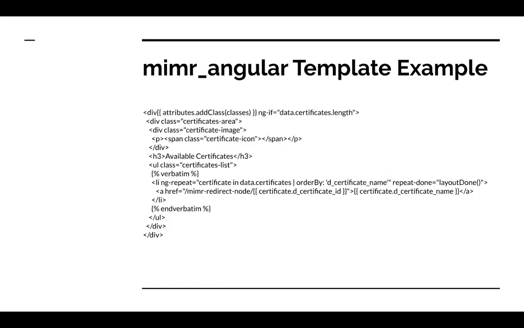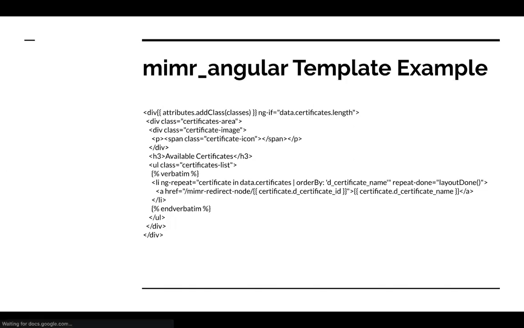Here we have a quick example of what one of these MIMR Angular block templates would look like. This is for available certificates within a course. You can see it's kind of a mismatch of Twig and a bit of Angular. The thing I really want to draw attention to is the verbatim tag, and that'll be discussed a little later on. But that was the key to how everything really works when these two are working together.